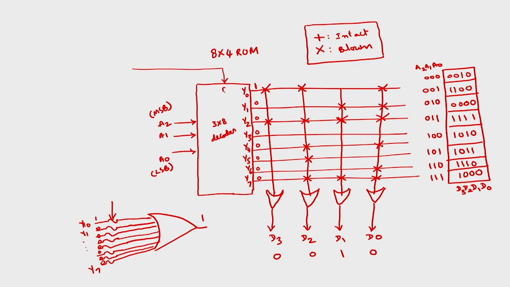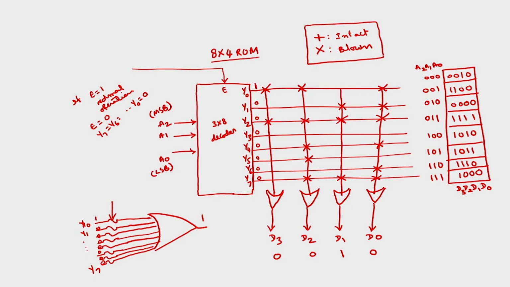There is an enable line here. If E is equal to 1, normal operation. If E is equal to 0, all the outputs y7, y6 and so on up to y0 are equal to 0. Means all the outputs will be zeros. So the output of the OR gate becomes 0 0 0 0. Nothing can be stored. So I can show this is an 8 by 4 ROM.